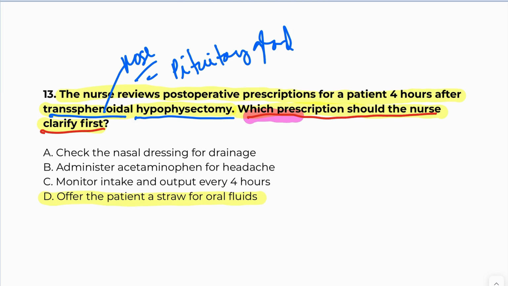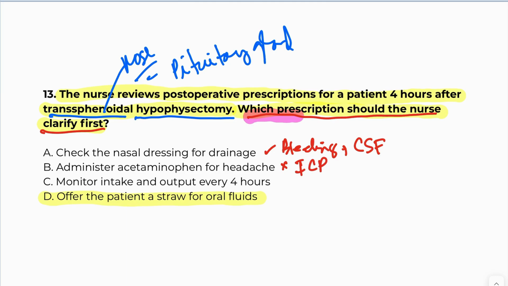Letter A is actually the best thing to do as a nurse. You need to check the nasal dressing to assess for bleeding, of course. And the other thing you have to assess is for the presence of CSF. Now, letter B is also incorrect because that's not really a priority. It's expected that they're going to have some sort of headache 4 hours after the procedure, although we continue assessing that because we want to make sure it's not an ICP scenario.